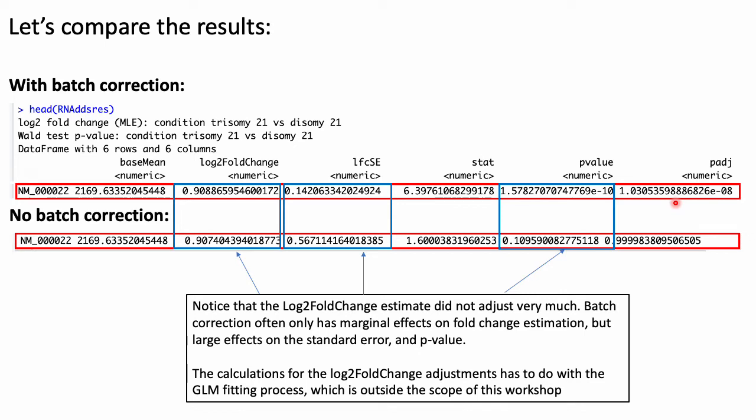I'll provide more sources for learning about the details of this fitting process tomorrow during class, but for now, just know that adding batch information as a term in the linear model is a way to correct for batch effects in differential analysis.